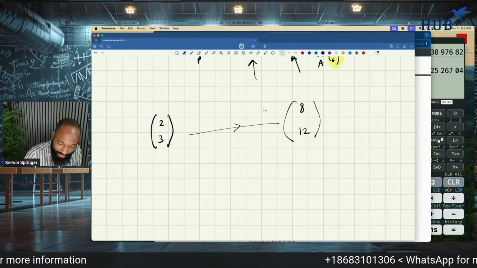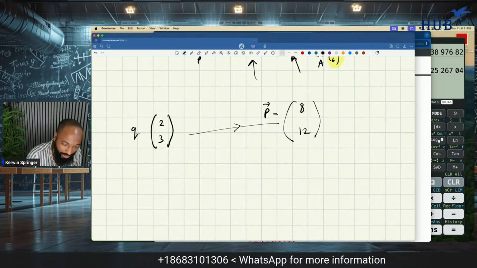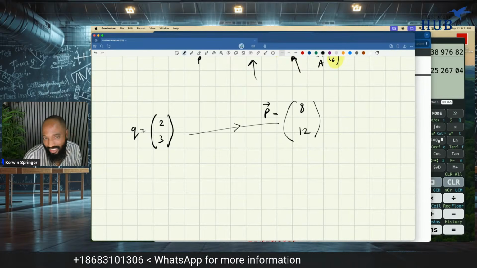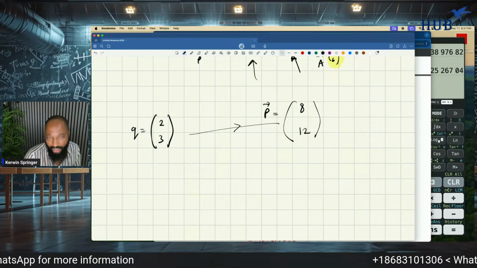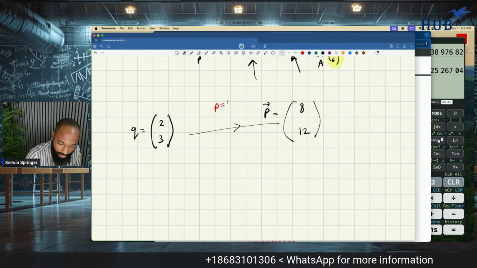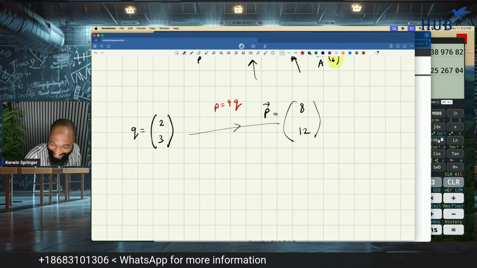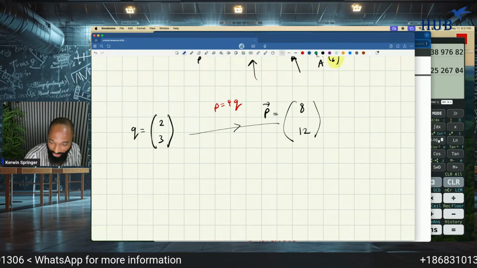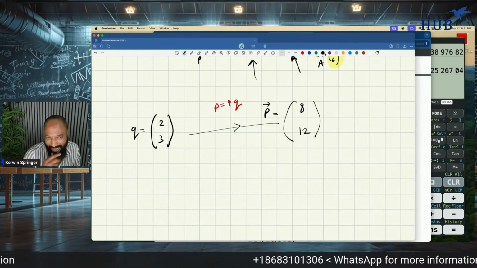Let's say this is vector P. Sometimes you could call a vector a common letter, like Q. Are they parallel? Yes, they are. And the scalar factor is 4. We can see that P is 4 times that other vector.